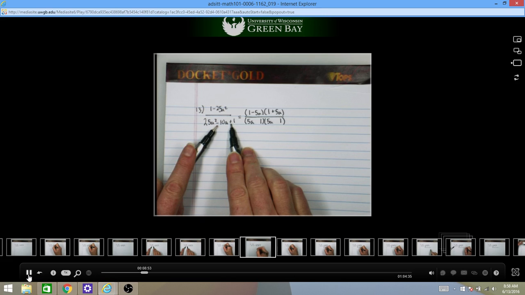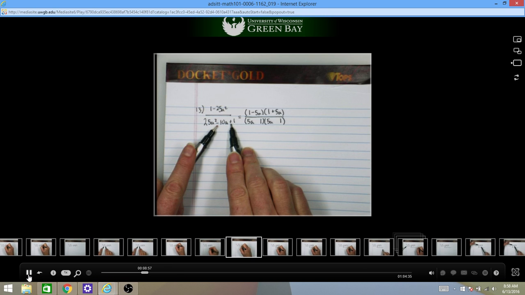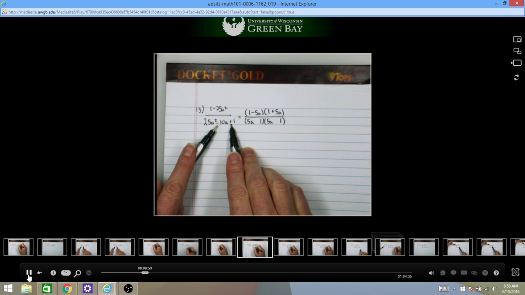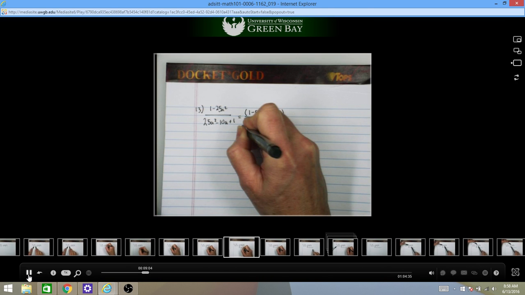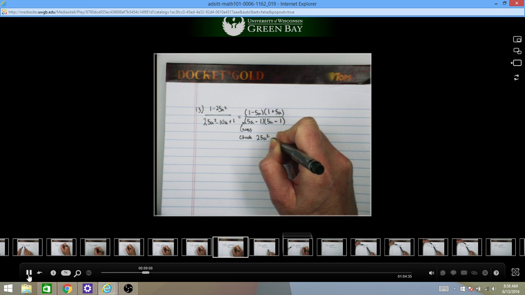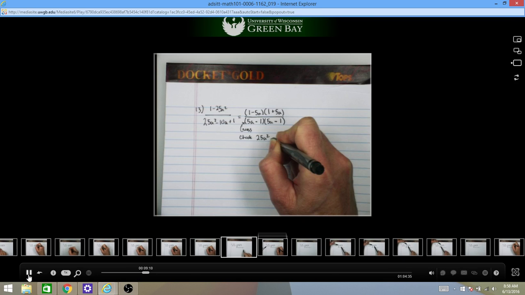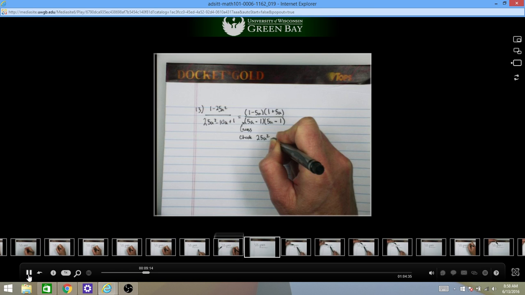So that was the guess. And now we check. So first terms, 25a squared. Outer terms, negative 5a. Inner terms, negative 5a. And last 1. Is that what we started with? Yeah. Okay, so the check worked out.